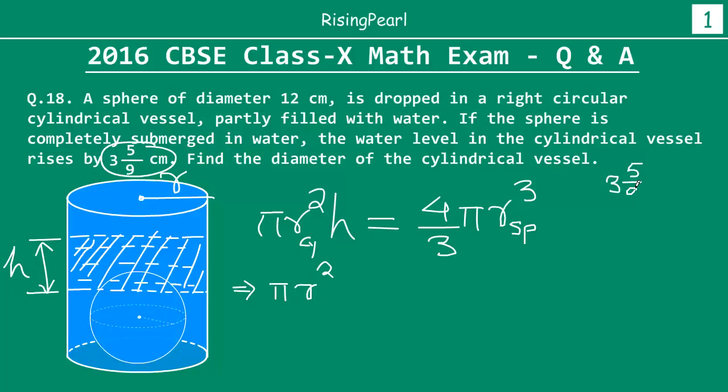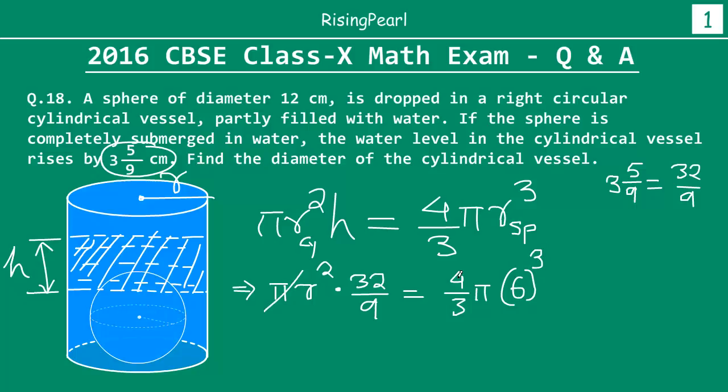9 times 3 is 27 plus 5, 32 by 9. So let's change the height h to 32 by 9. 32 by 9 equals 4 by 3 pi r, we saw that r is equal to 6, cubed. This is the radius of the sphere.